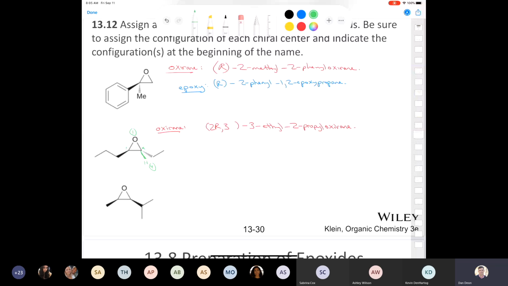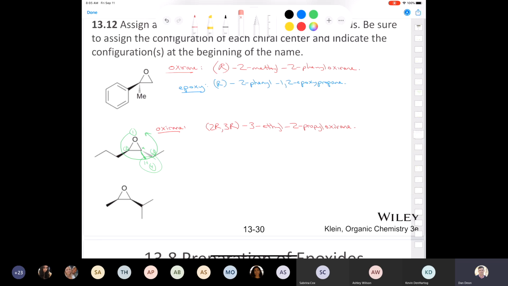Okay, and so this carbon is going to be number 2. The ethyl group will be number 3. We go from 1 to 2 to 3 like this. We're heading counterclockwise, which would be S, but again, we reverse it on account of the hydrogen coming out in front. And so this is also R. So we have 2R, 3R, 3 ethyl, 2 propyl oxirane.